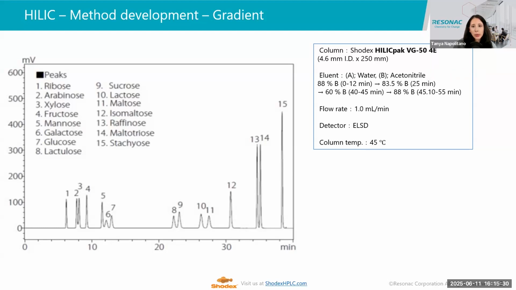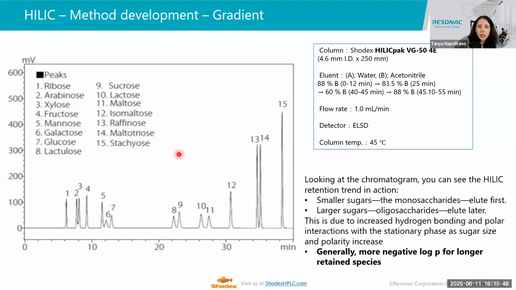So in this example, we're using a Shodex VG50 column to separate a mixture of 15 saccharides ranging from small monosaccharides like ribose and arabinose to larger oligosaccharides like raffinose and maltotriose. Looking at the chromatogram, you can see the HILIC retention trend in action.